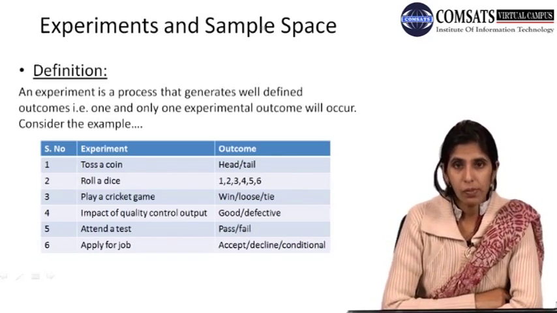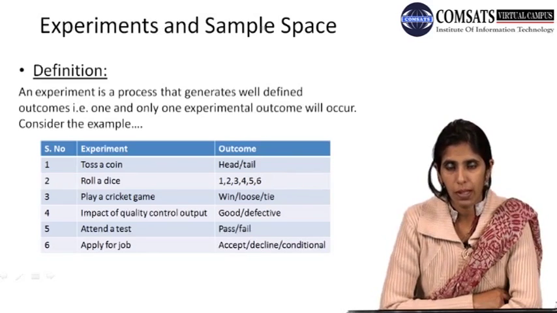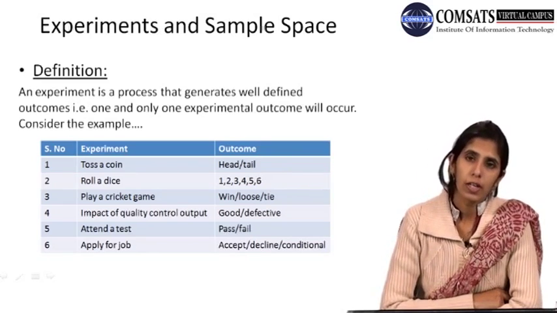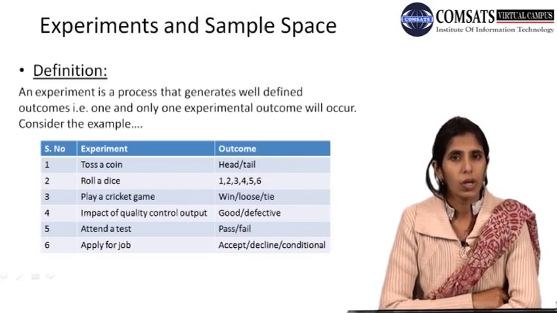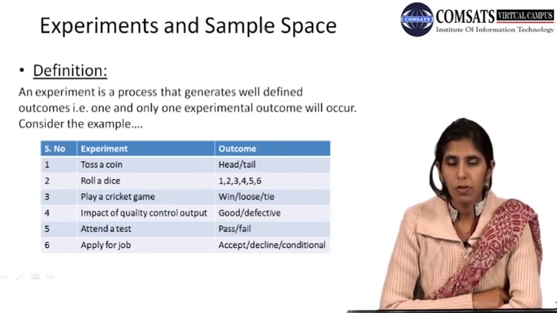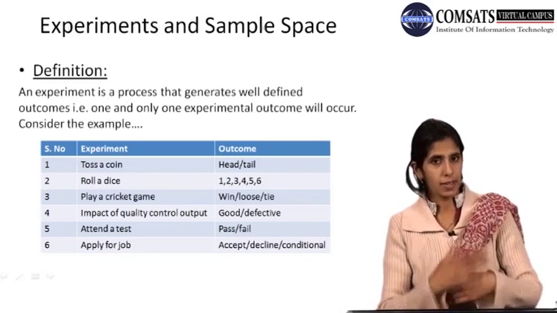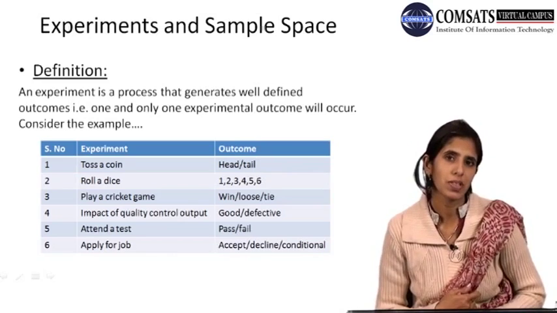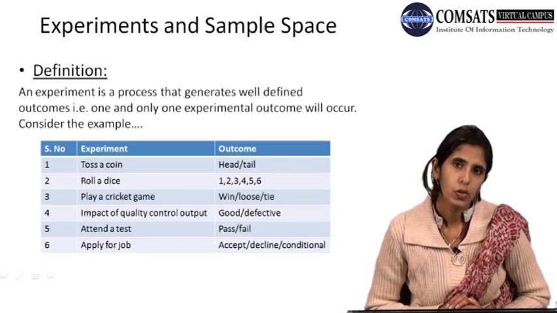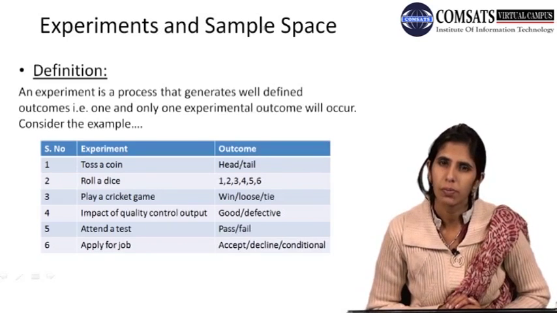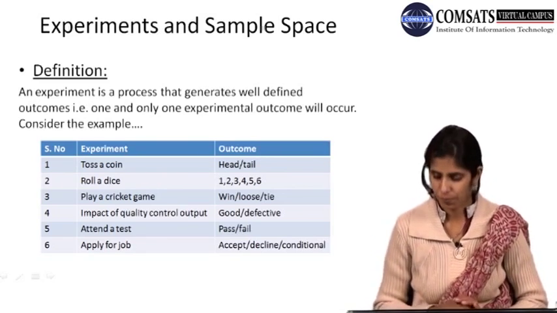So either head will appear, or any numeric number on the dice will appear, or you win a game or lose a game or get a tie, or you get defective or good outcomes from the quality control experiment, or you will either pass or fail a particular test, or you will be either accepted, declined, or hired on a conditional basis. So in all these six kinds of experiments, you will be given only one outcome. And that one outcome actually shows that this is an experiment in nature.